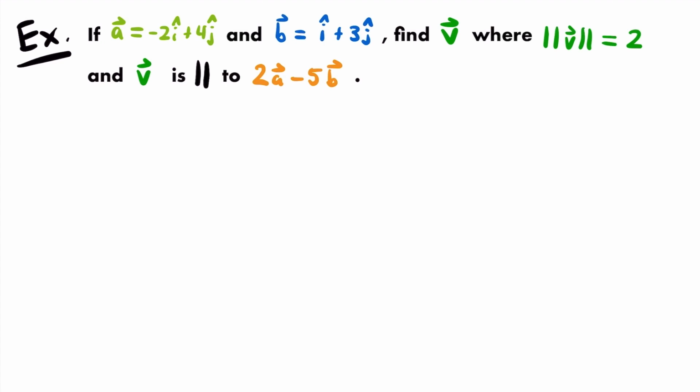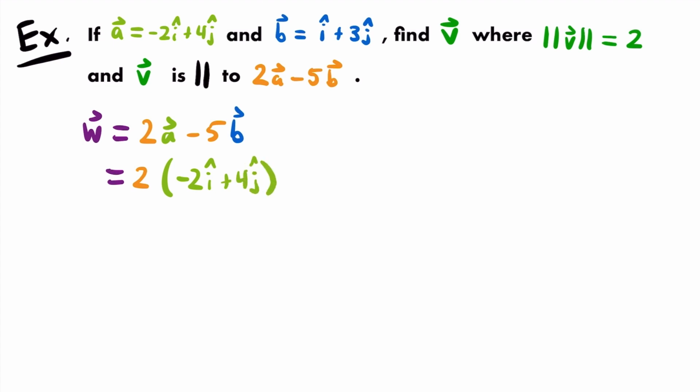All right, so the first thing that we should probably do is just determine what this vector is. We should multiply 2 by vector A and subtract 5 times vector B. I'm going to define that vector to be vector W. So I'm going to say that vector W is equal to 2 times vector A minus 5 times vector B. All right, and so what that looks like is this. We're going to have 2 times negative 2i plus 4j, and then we're going to be subtracting 5 times i plus 3j.